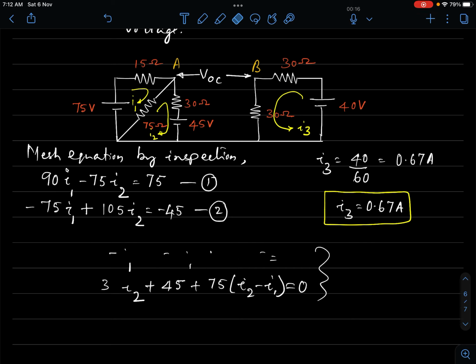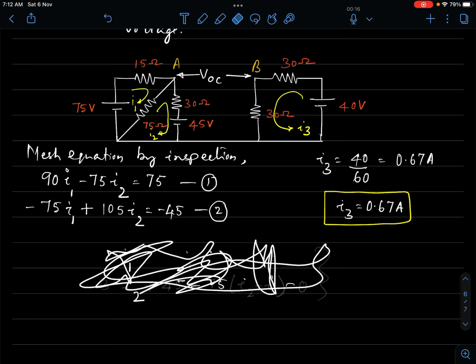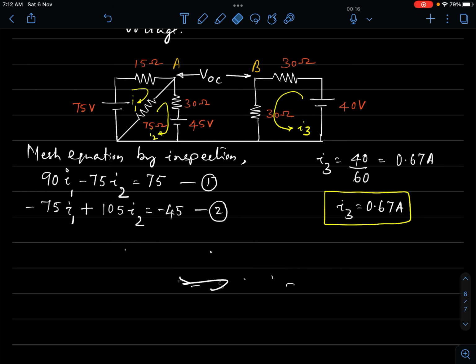So the point is when we write the equations for the two meshes, then we try to evaluate the currents. So one can always find out what is I1 and I2 because we have two equations and two unknowns. So we have a scientific calculator at our disposal. So it's very, very simple to evaluate. So you can do it by Cramer's rule.